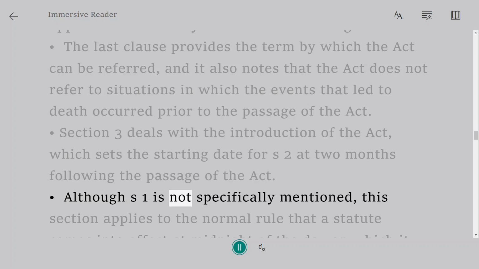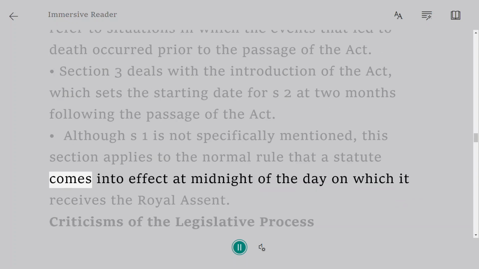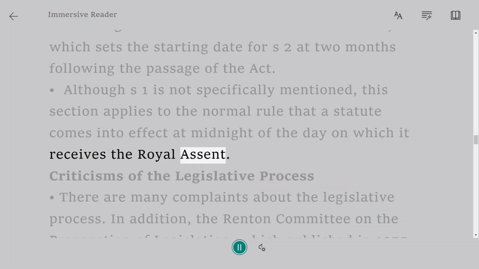Although S1 is not specifically mentioned, this section applies to the normal rule that a statute comes into effect at midnight of the day on which it receives the royal assent.